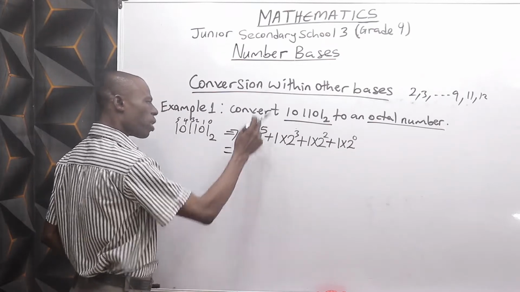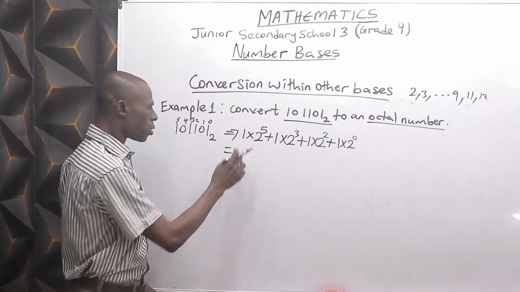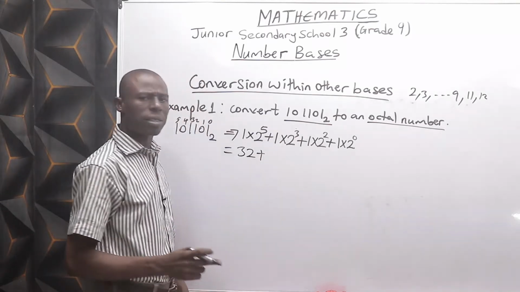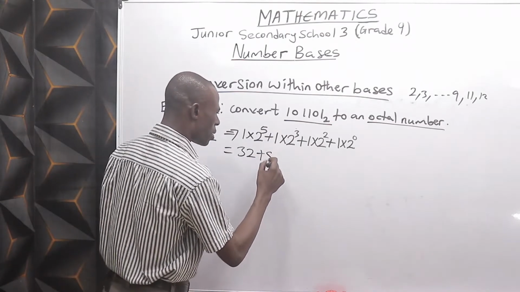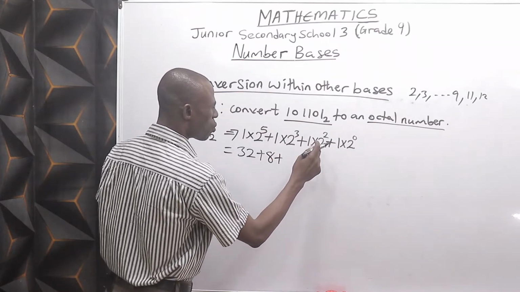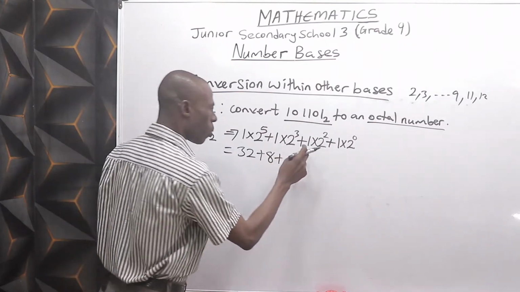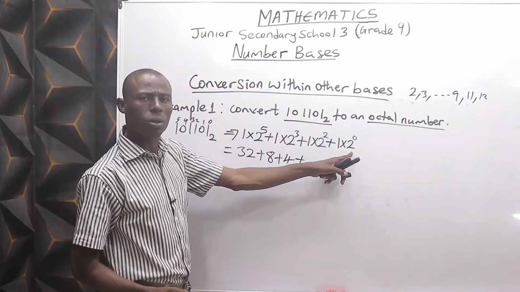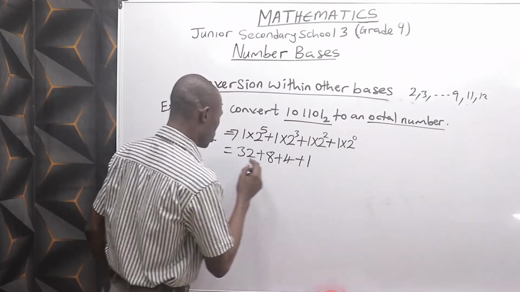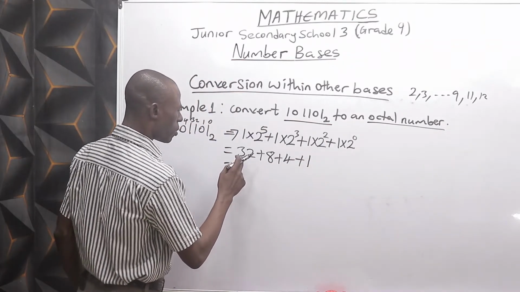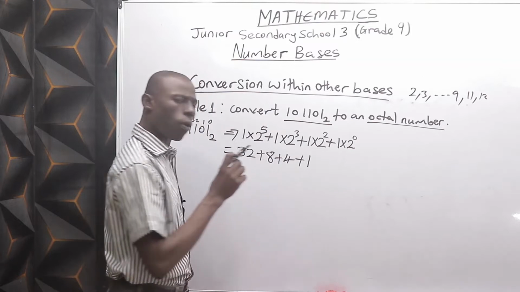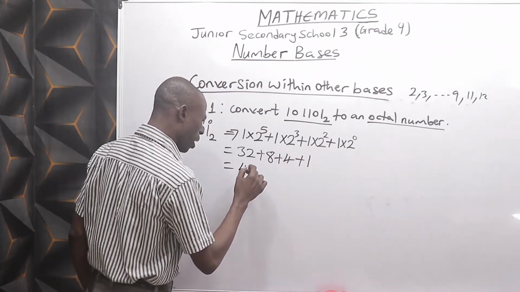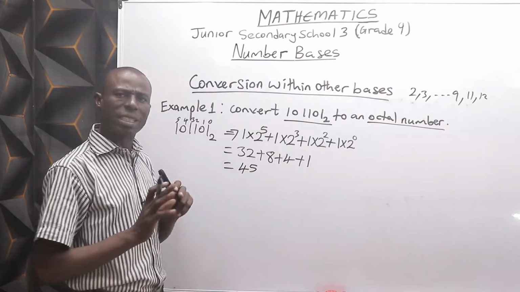So 2 raised to power 5 is 32. 32 times 1 is 32. Plus 2 raised to power 3 is 8. 8 times 1 is 8. Plus 2 raised to power 2 is 4. 4 times 1 is 4. Plus 2 raised to power 0 is 1. 1 times 1 is 1. So we have 32 plus 8, that's 40. 40 plus 4 plus 1, that is 45. So that 45 is in base 10.